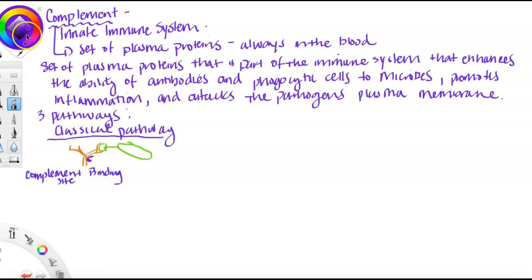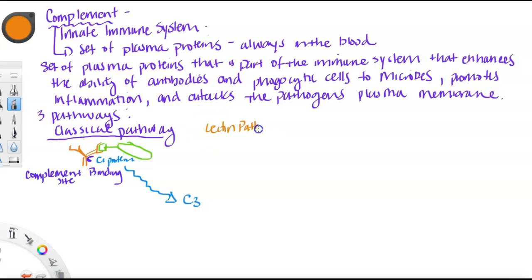So what binds there? Well, what binds there is the C1 protein. It's one of the complement proteins. So it's C1 and it binds to the antibody and it goes through whatever it goes through and it ends up at the C3 protein. Okay. The second pathway is the lectin pathway.